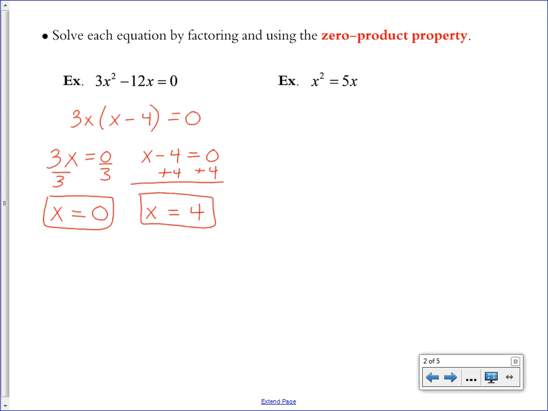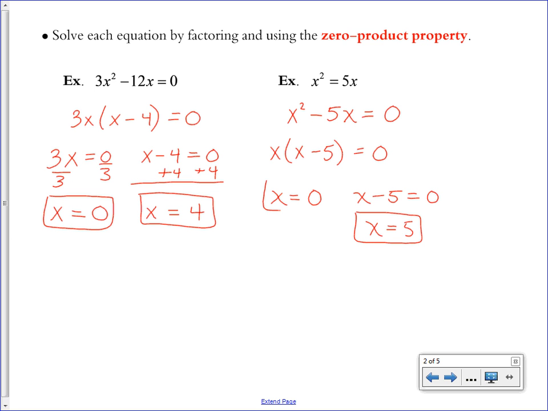In this next example, it does not say equals 0, and I need it to say equals 0. So I start by subtracting the 5x so that all of the variables and numbers are on the left and equals 0 is on the right. And now I'm going to factor the expression on the left by taking out an x. Then use the zero product property, which says either the first factor must equal 0 or the second factor must equal 0. Solve this one, and we obtain that our two answers are x equals 0 or x equals 5.